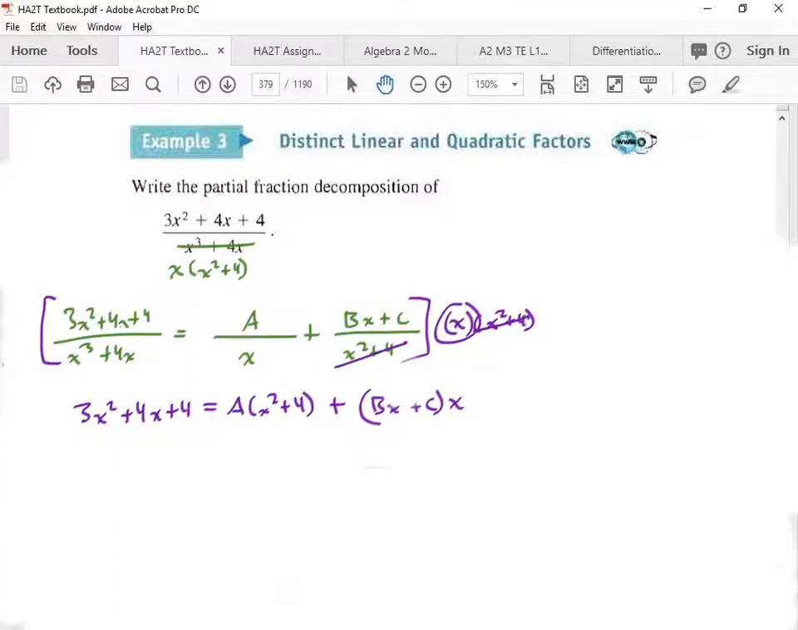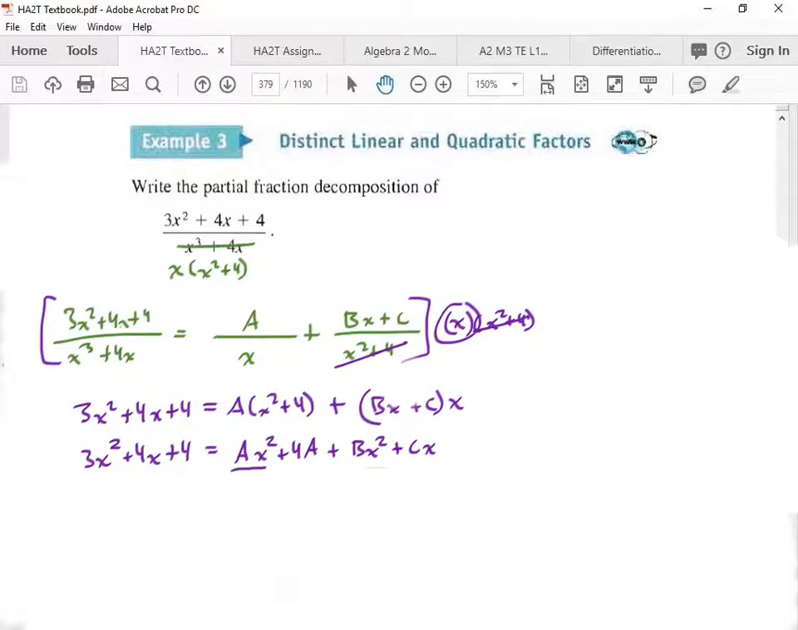All right, now distribute the A and distribute that x. So we're going to simplify this a little bit. We have Ax squared plus 4A plus Bx squared plus Cx. The next thing you have to do, instead of picking x values, this one's a little different: we're going to have to combine like terms on the right side.